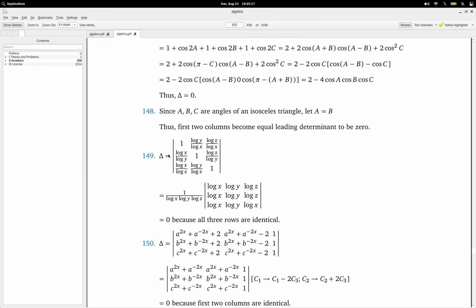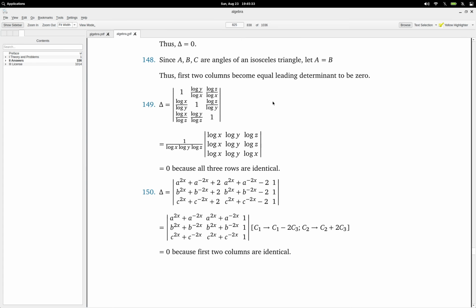So what we do here is we represent the logs in terms of fractions. It becomes 1, log y upon log x, log z upon log x; log x upon log y, 1, log z upon log y; log x over log z, log y over log z, and 1.